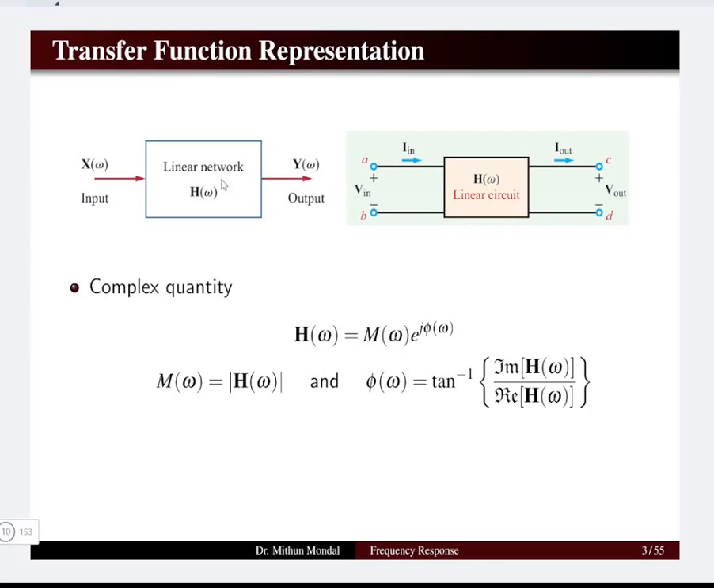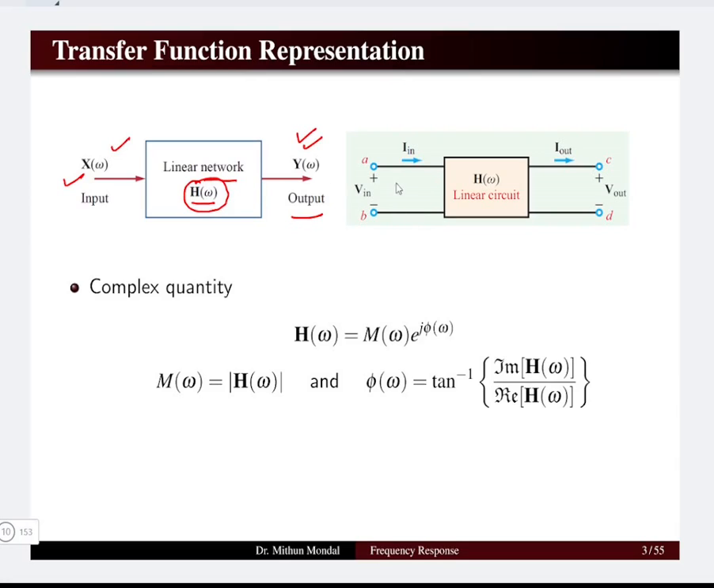So we have seen that for any linear network, the transfer function is given by H of omega, where omega is the frequency. Now if the input is given as X of omega and the output is measured as Y of omega, then the transfer function H of omega is the ratio of the output to the input quantity.